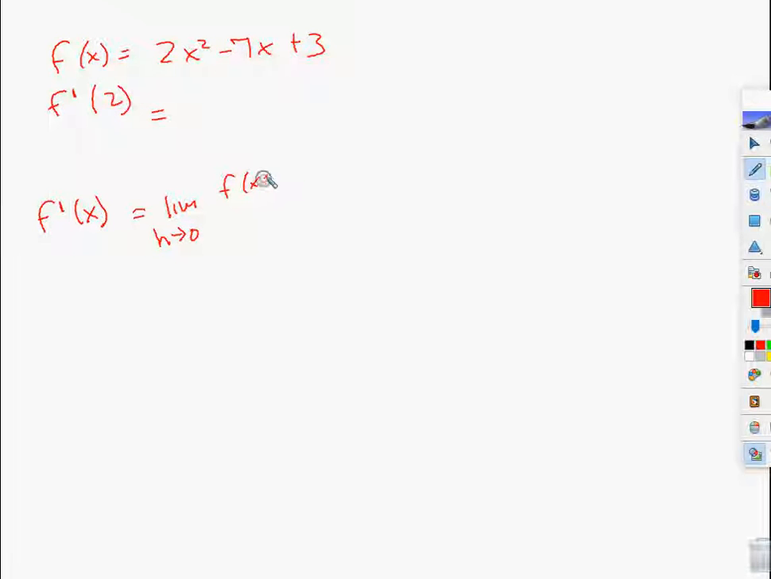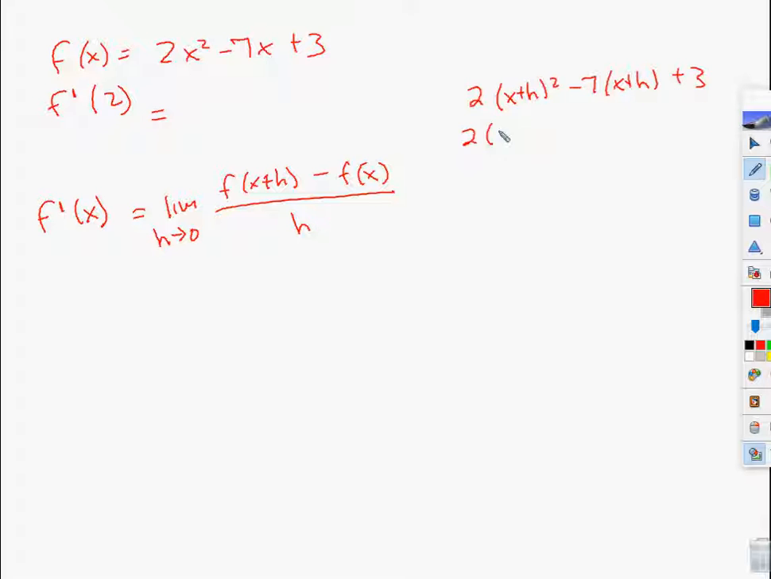And that's where we're going to do this. And we just put in a generic point here. So if I put in x plus h, I'm going to do 2 times x plus h squared minus 7 times x plus h plus 3. And I just start to evaluate this. I'll distribute that. And then start simplifying.